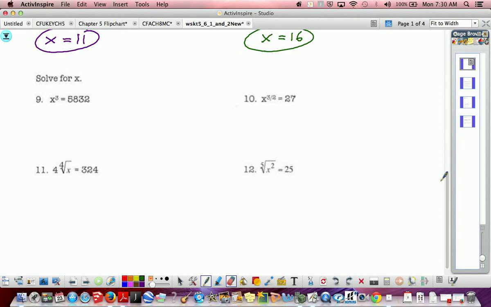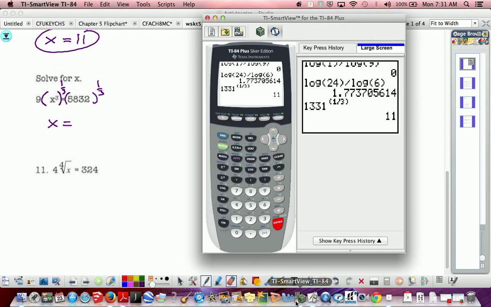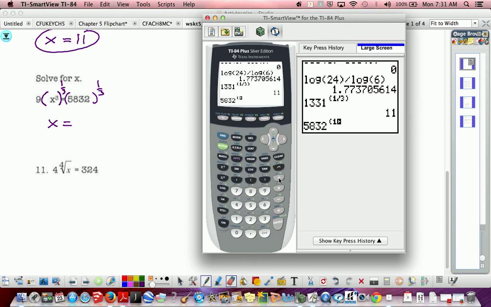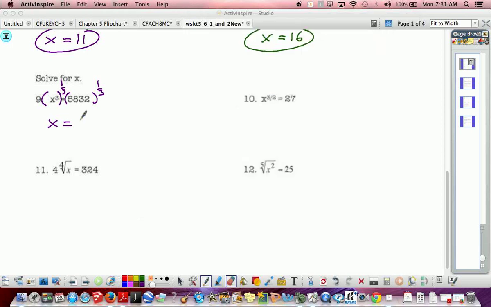All right, 9 through 12 are a nice review of the last unit. Just like what we did in the previous 2 problems, we want to get rid of the exponent. So on this one, I'm just going to simply raise to the 1/3 power. So x equals 5832 raised to the 1 divided by 3 power, and sure enough, I get 18.